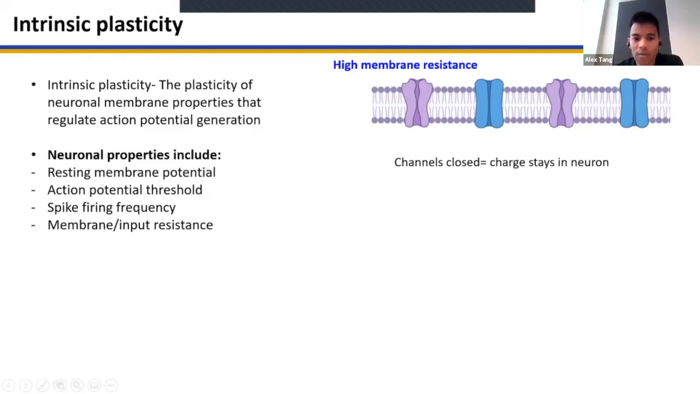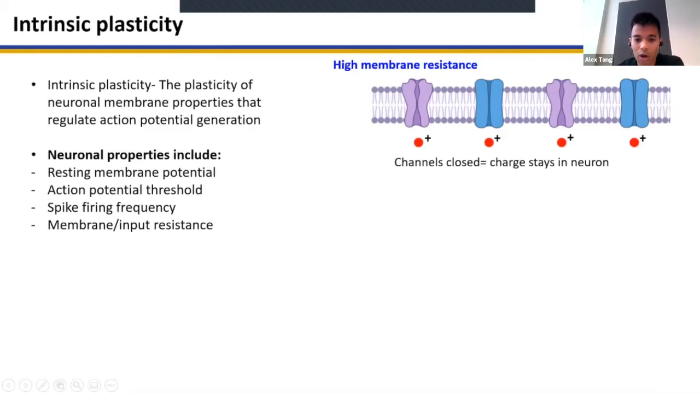So if we take the example of high membrane resistance, this is where we have a neuron that has most of its channels closed. And so if you have an incoming stimulation or incoming input from a synapse, that charge, because those channels are closed, can stay in the neuron and charge the neuronal membrane and depolarize it, and then maybe lead to an action potential.